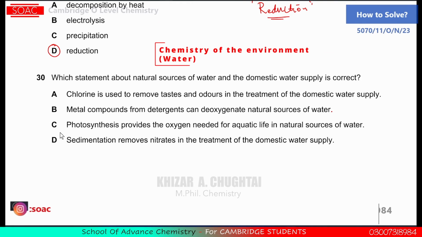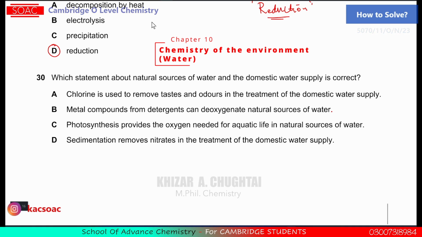Question number 30: which statement about the natural sources of water and domestic water supply is correct? A. Chlorine is used to remove taste and odor in treatment of domestic water supply. B. Metal compounds from detergent can deoxygenate natural sources of water. C. Photosynthesis provides oxygen needed for aquatic life in the natural sources of water. D. Sedimentation removes nitrate in the treatment of domestic water supply.